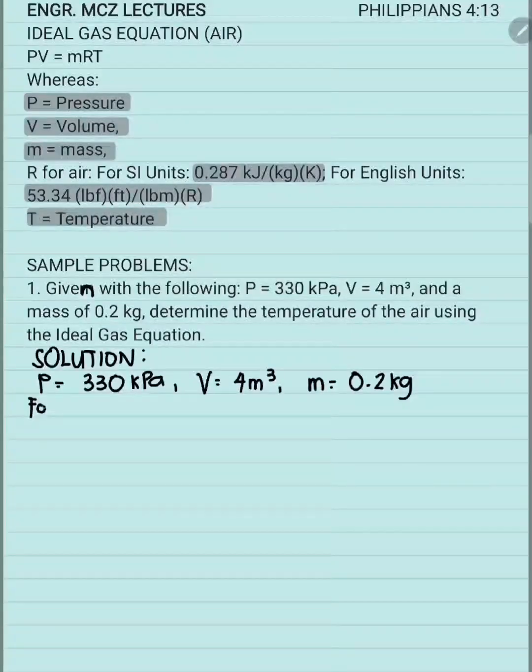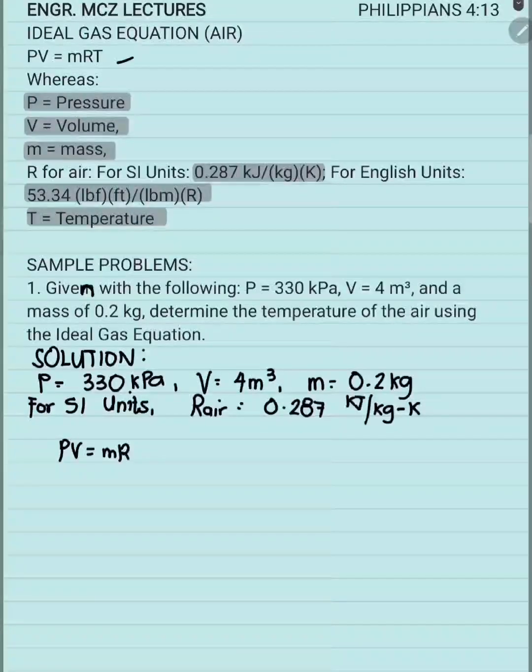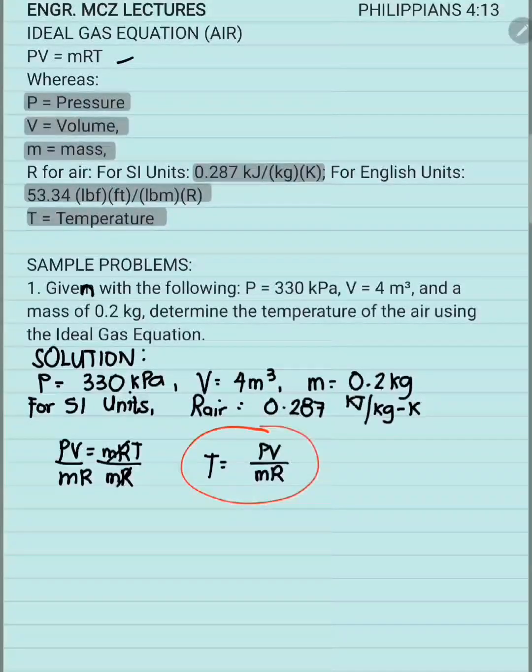So for SI units, the universal gas constant of air is equal to 0.287 kilojoule per kilogram Kelvin. Now, let's utilize the ideal gas equation. We have PV equals mRT. We are asked to find the temperature, so we can divide both sides by mR. We are left with T equals PV over mR. We will utilize this formula.